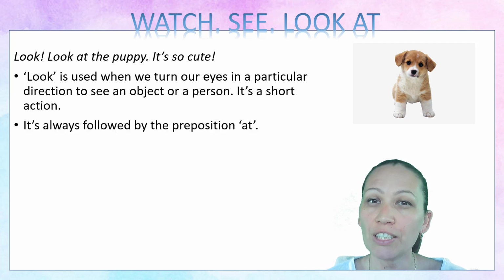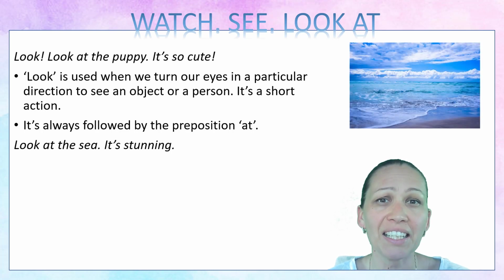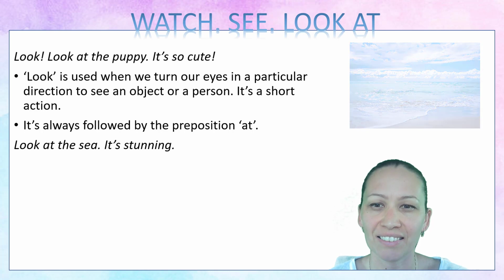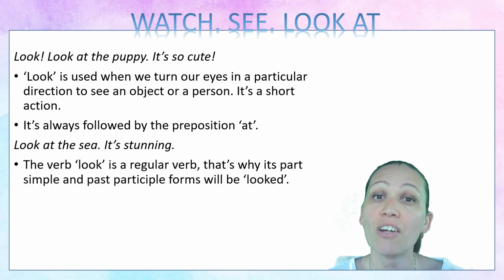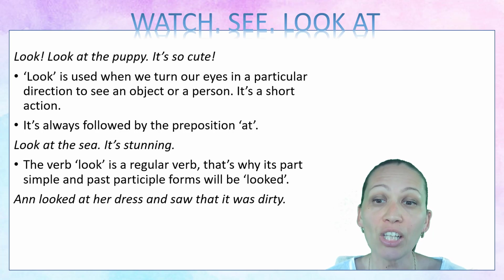When the verb look is followed by an object, we should always use the preposition at after it. Like in the example, look at the puppy. Look at the sea, it's stunning. The verb look is a regular verb. That's why its past simple and past participle form will be looked. For example, Anne looked at her dress and she saw that it was dirty.